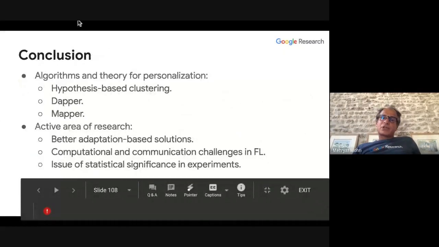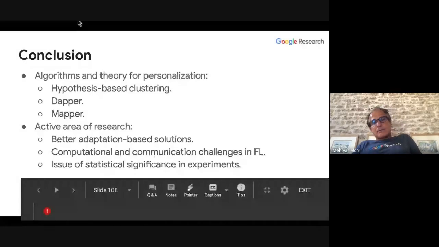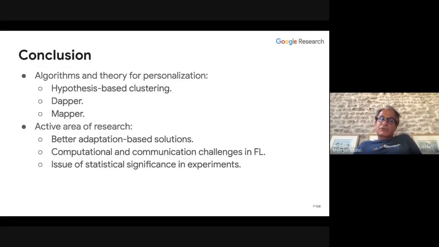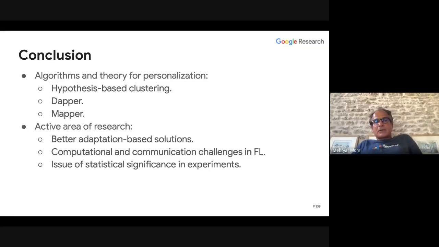Let me finish up by mentioning that I briefly discussed three personalization techniques, and pointed out how they benefit from learning guarantees: hypothesis-based clustering, which is a new technique, Dapper and Mapper, data interpolation and model interpolation techniques. These are likely to be useful solutions in a variety of applications. But personalization remains a key area of research.